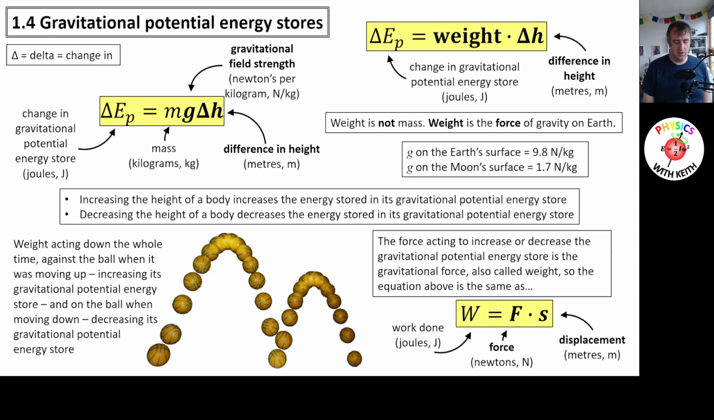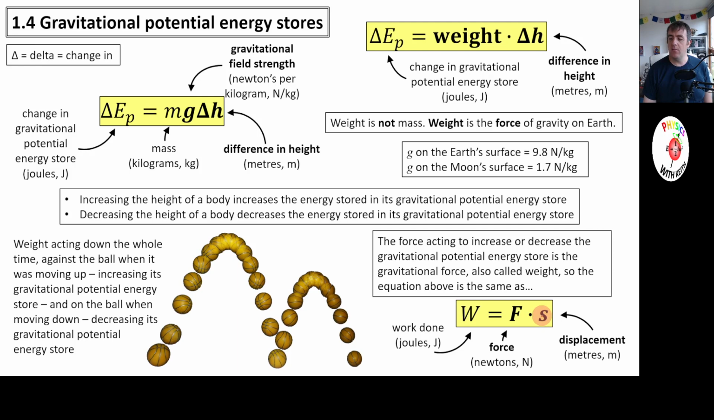Lesson 4 then, we're looking at gravitational potential energy stores. Now, this is the equation I'll start with, down here on the bottom right. This is the equation we saw last lesson. Now we're going to use that to come up with an equation to calculate how much energy has been passed into or out of the gravitational potential energy store as a body ascends or descends. That's what we're going to do. So let's have a look at this equation.